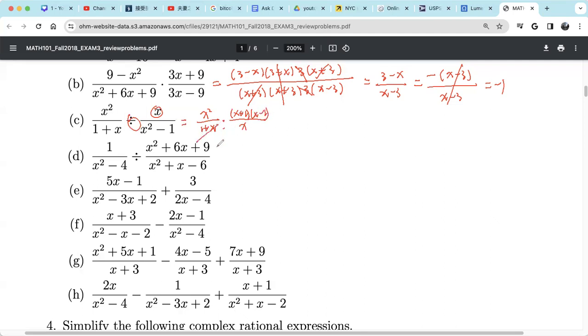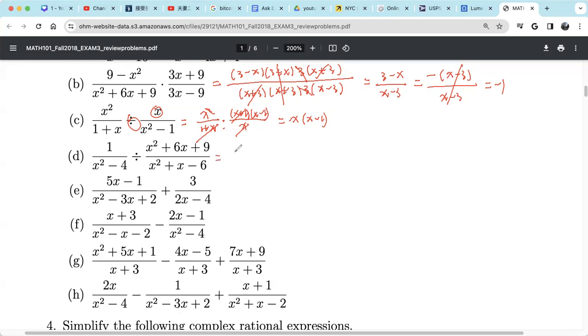So 1 plus x is the same as x plus 1. Well, this x cancels with this square, because x squared is x times x. So one x cancels with this x. Now we're left with nothing but a 1 in the denominator, and in the numerator, I'm left with x times x minus 1.